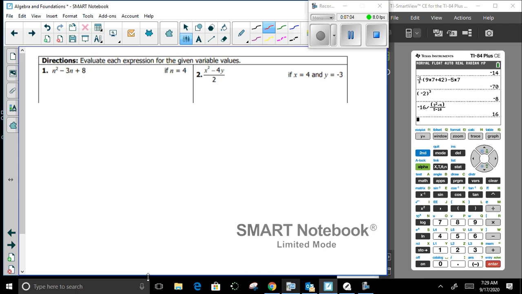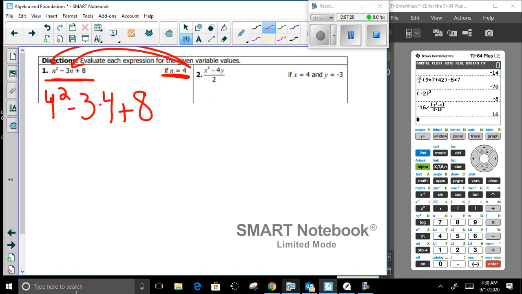So evaluate each expression for the given variable values. So you have this expression, and it's an expression because there's no equal sign. So n squared minus 3n plus 8 if n is 4. Wherever I see n, I'll plug in 4. So 4 squared minus 3 times n, which is 4, plus 8. What do I do first? No parentheses. I have an exponent. 4 squared is 16.